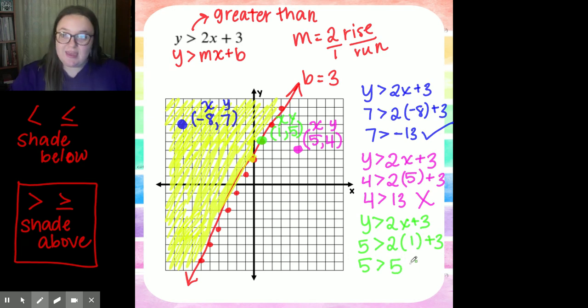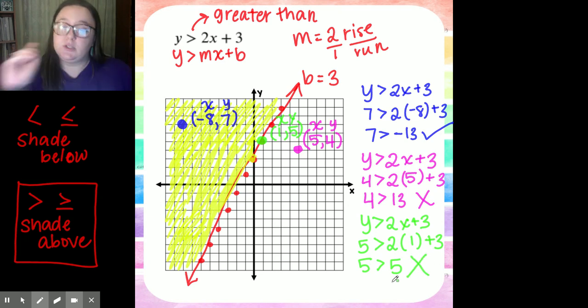So let's read this statement carefully, very carefully. I'm going to read it out loud to you. Listen. 5 is greater than 5. Is that really true? Is 5 greater than 5? 5 is not greater than 5. 5 is equal to 5, but it's not greater than, right?